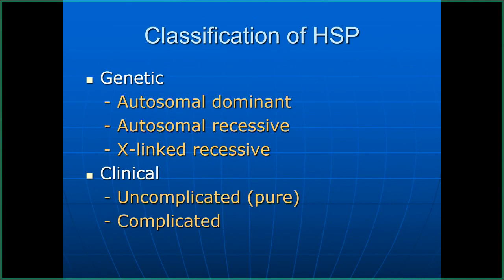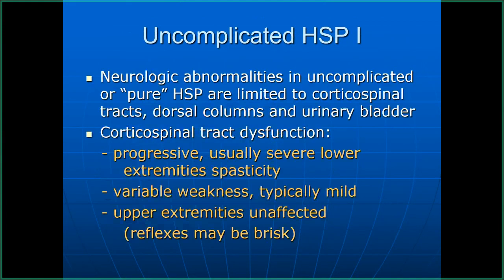The clinical picture can be classified or categorized as uncomplicated, which I sometimes used to call pure. It doesn't mean the other one is dirty, but it's complicated or complex, but I'll explain in a minute. So uncomplicated or pure HSP basically means, quote unquote, just symptoms below the waist of spastic paraparesis of variable degree and nothing else. It would be really limited to the descending tracts and ascending dorsal columns. So we would have progressive, usually severe lower extremity spasticity, with variable weakness, typically mild.